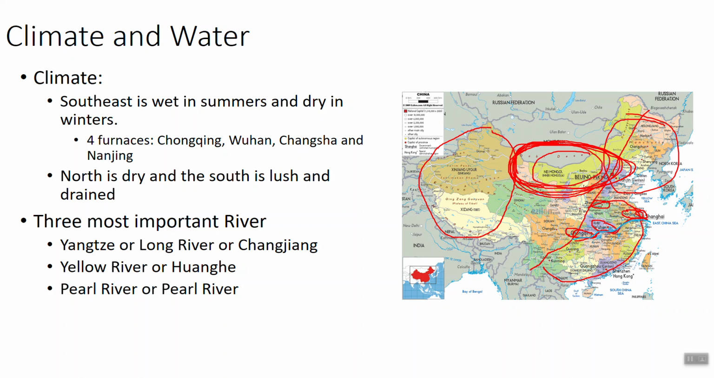The second river is called the Yellow River, and sometimes people also call it Huanghe. That one actually goes through Beijing. So this is the second river, and the third river is the Pearl River, which goes through Guangzhou. It's about this area. So these are the three important rivers in China.